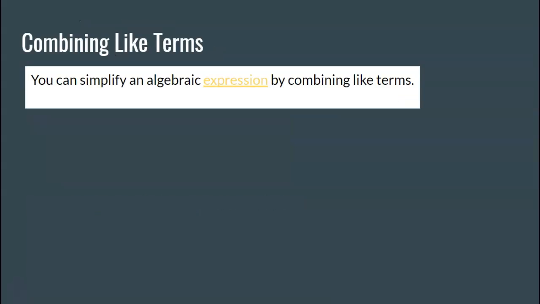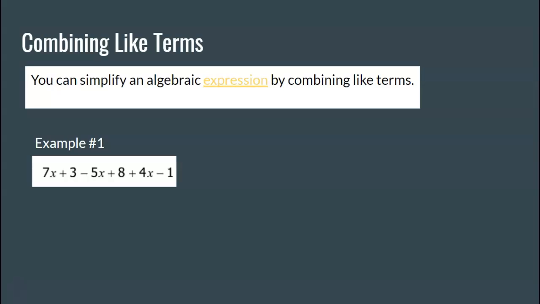This lesson is about combining like terms. You can simplify an algebraic expression by combining the terms that are alike. If you go to the Google slideshow, you can click on the underlined word expression if you have forgotten what that is. Here's our first example.